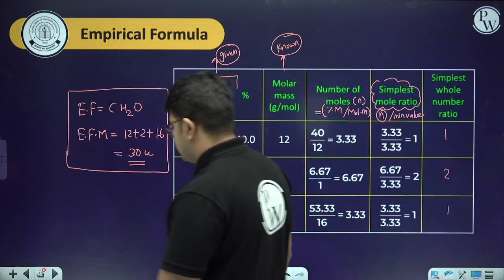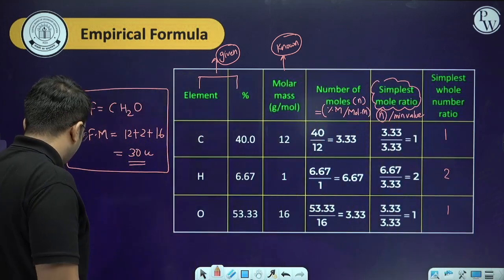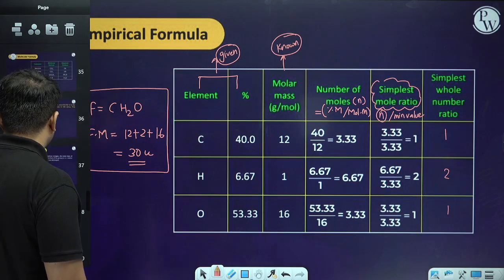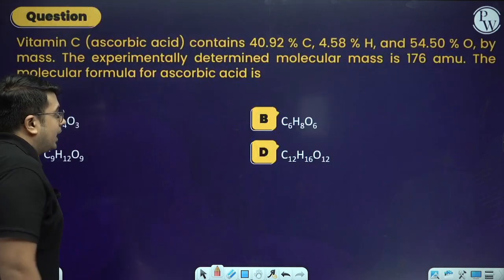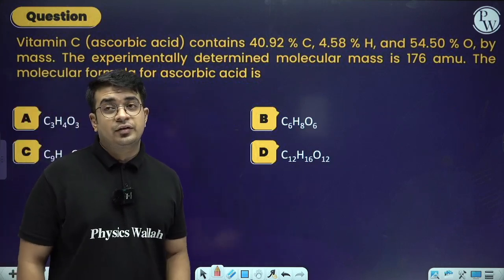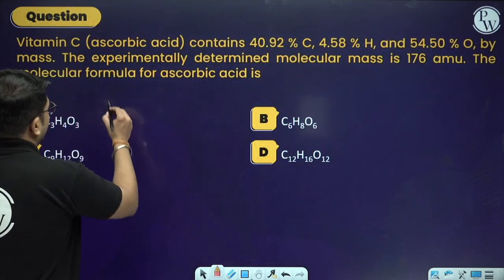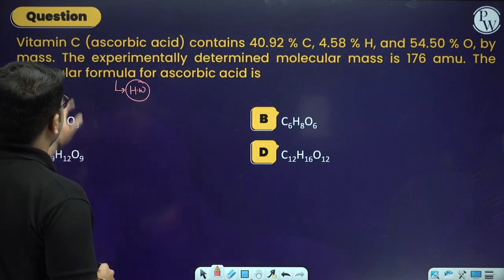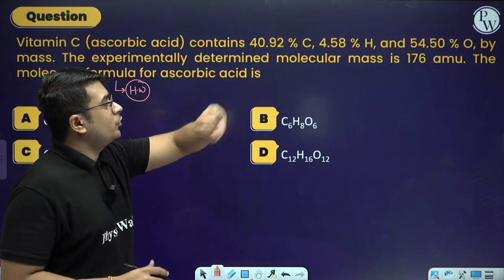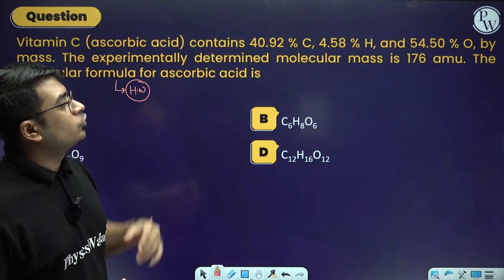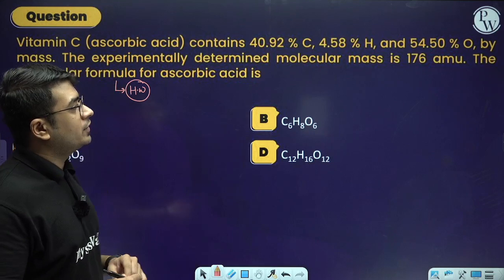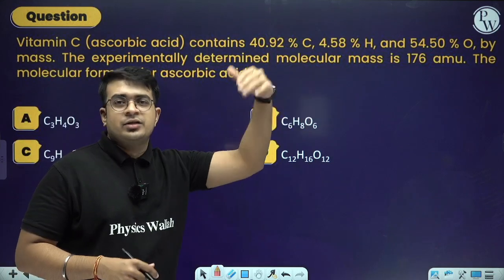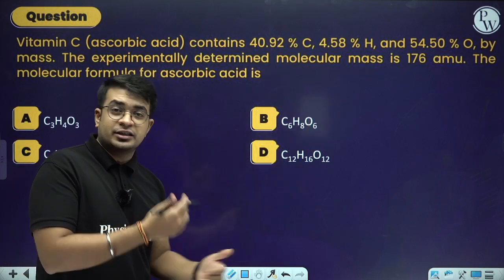Now we can discuss this particular concept further, but let's try to end this session with a very interesting question. Again, this question is for your homework. The question says that vitamin C contains 40.92% carbon, 4.58% hydrogen and 54.50% oxygen by mass. Just forget this value, I am changing the question a little bit.